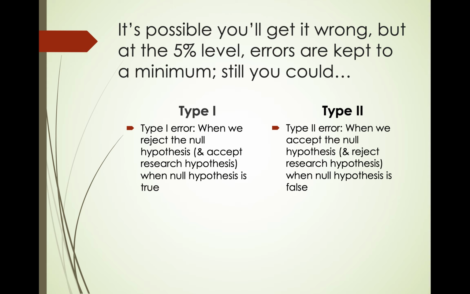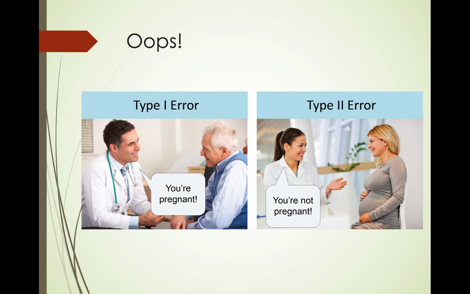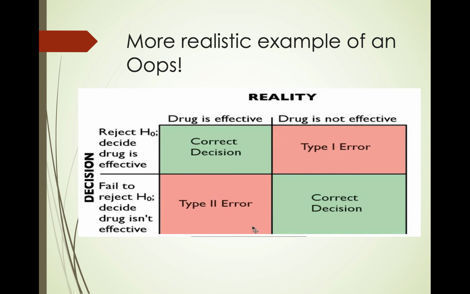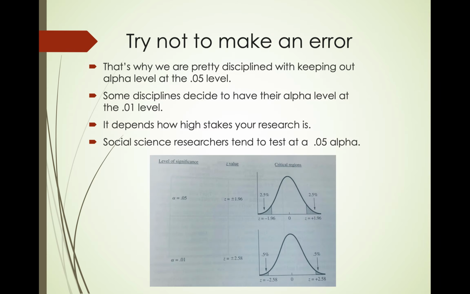So you want to avoid a type 1 or type 2 error, and these are some silly visuals of type 1 and type 2 errors. This is a silly one. This is more of one that would potentially realistically happen. This is a drug and whether it's effective or not. So these are just some visuals. Again, we try not to make an error. That's why we're pretty disciplined with keeping our alpha levels at the 5% level.